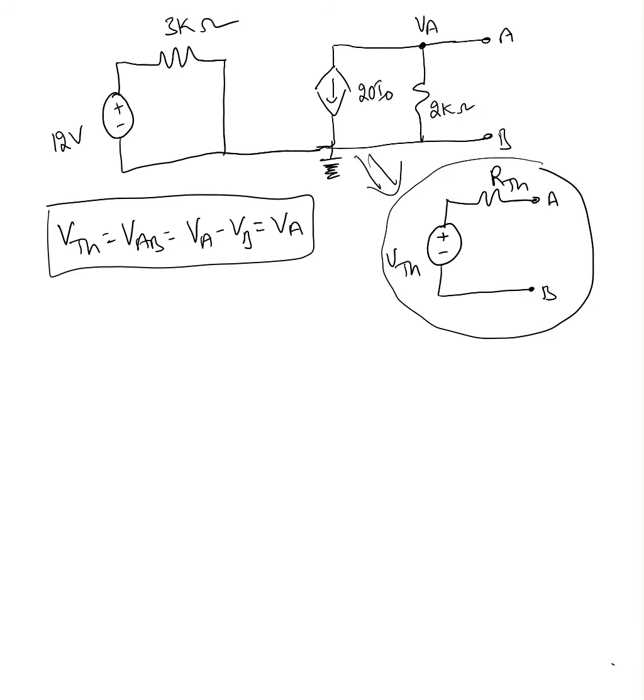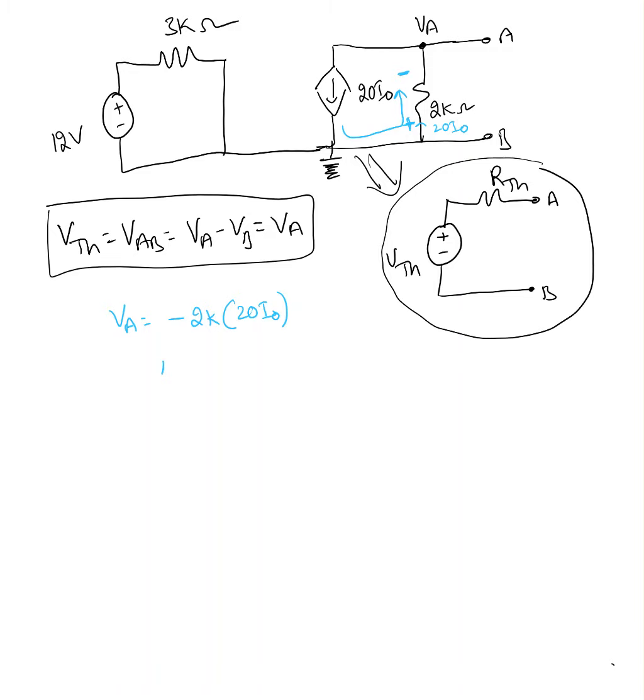Now to find VA, I know this current 20 I0 is passing through this. So the current passing through this is 20 I0. Can I say my VA is nothing but negative 2K times 20 I0? Why am I taking negative? Because the current is going in the opposite direction. So this is plus and this is minus. Since current is entering here, this terminal is going to be the plus terminal, the other terminal is going to be the minus terminal. So now I need to find I0.